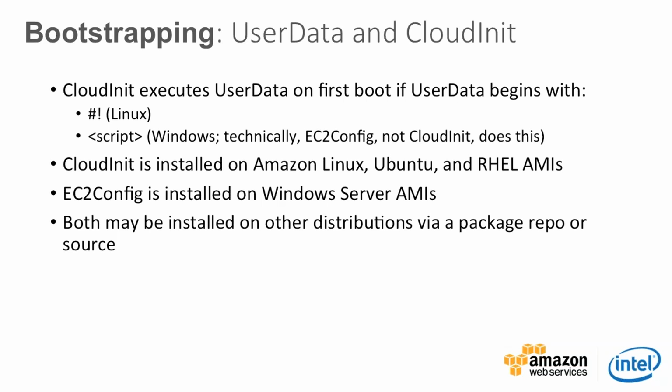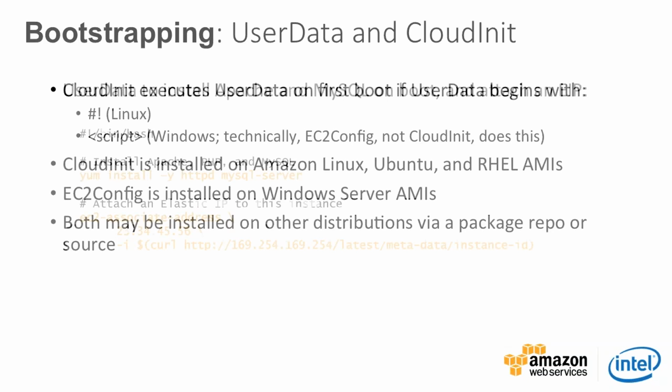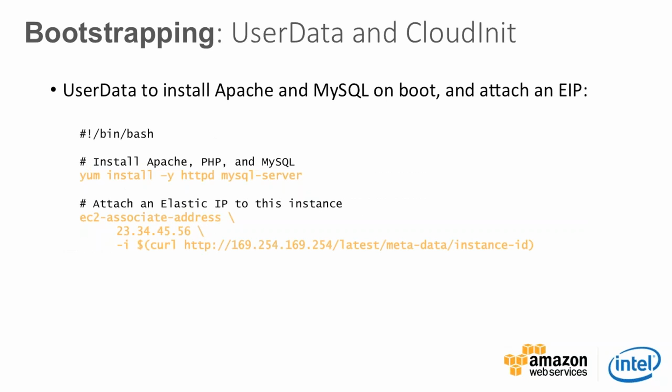So this is how possible user data could look. When you're launching an instance which is meant to be an Apache server and MySQL server and needs an elastic IP, that could be your user data when you launch the instance. All that is doing is installing HTTPD and MySQL server, and it is using the AWS CLI to associate an elastic IP with that particular instance.